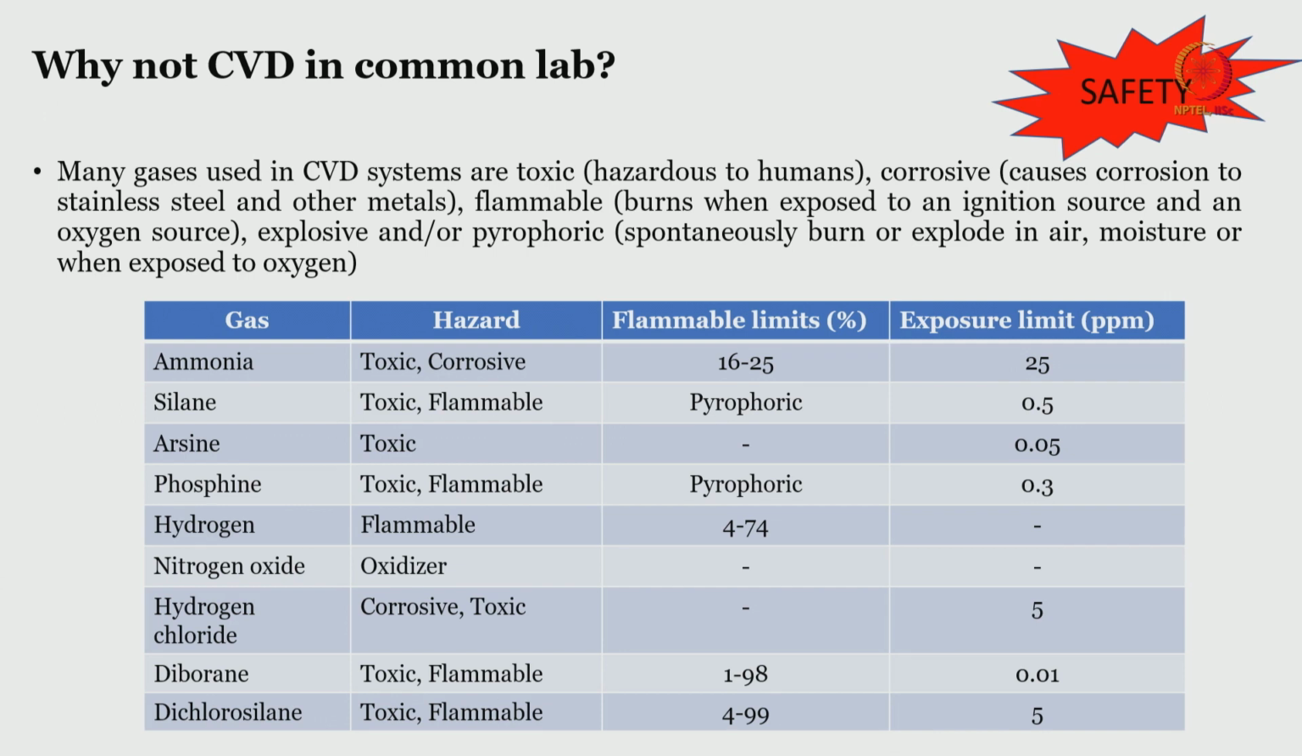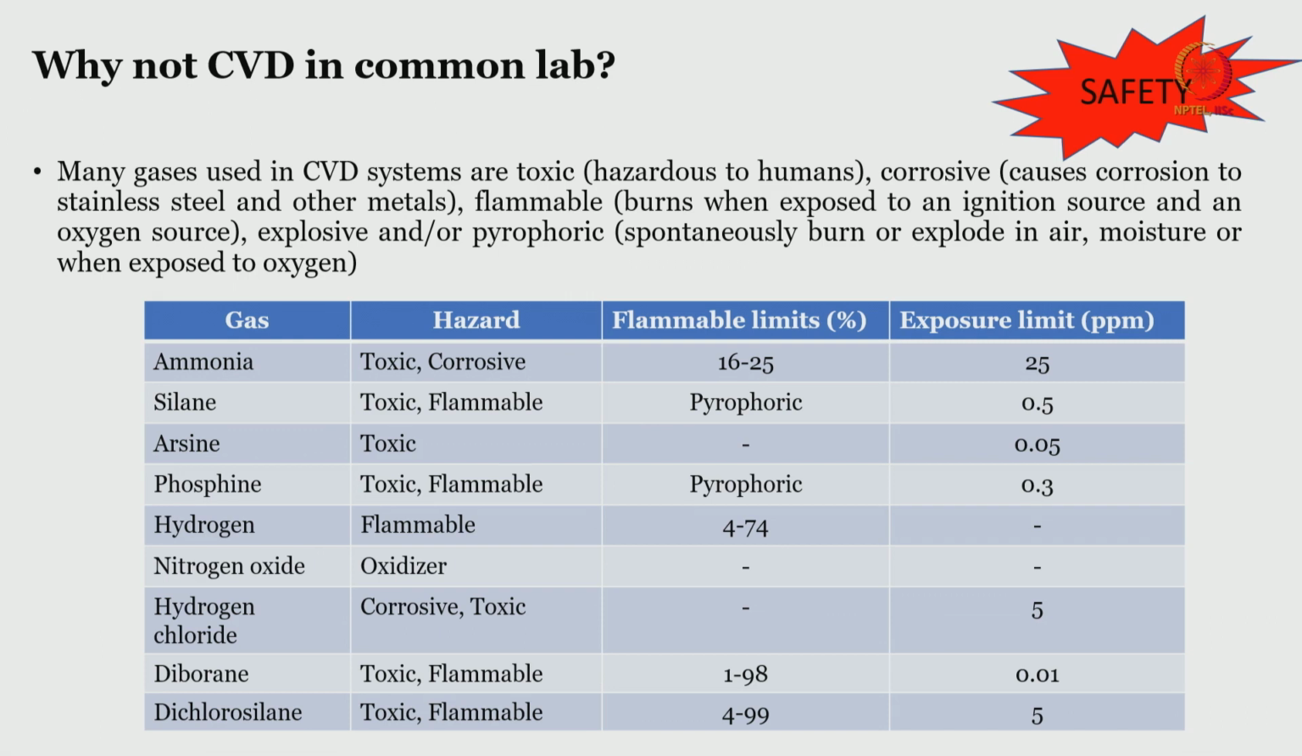Many gases used in CVD systems are toxic, meaning hazardous to humans. Then, they are corrosive in nature, particularly causing corrosion to stainless steel and other metals. They are flammable, that means they burn when exposed to an ignition source and oxygen source, explosive, or pyrophoric, so they spontaneously burn or explode in air, moisture or when exposed to oxygen. So, what are the gases generally used in CVD? The gases are listed here: ammonia, silane, arsine, phosphine, hydrogen, nitrogen oxide, hydrogen chloride, diborane, dichlorosilane.